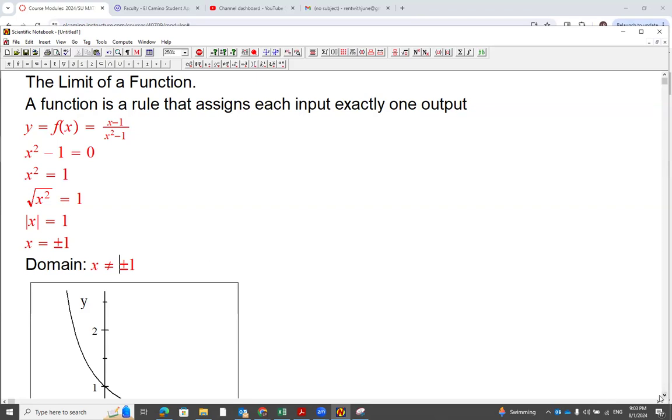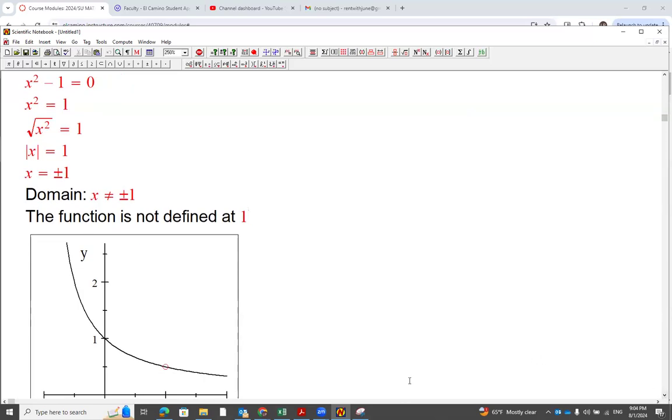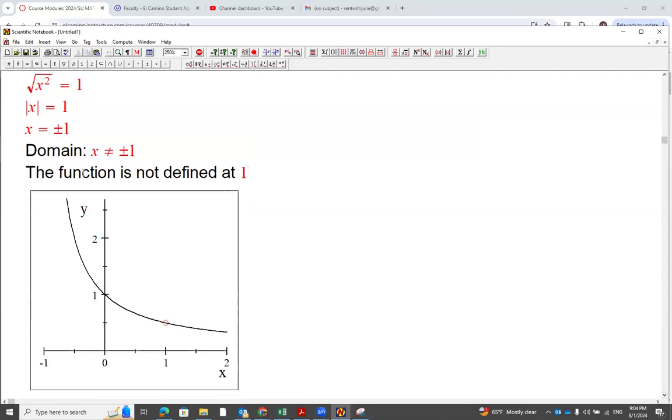So here we have the function. However, we know the function is not defined at 1. Of course, it's not defined at negative 1 either. So we want to see what the behavior is. Surely we cannot evaluate the function's value at 1, but we want to know the function's behavior when the input is closer to 1.